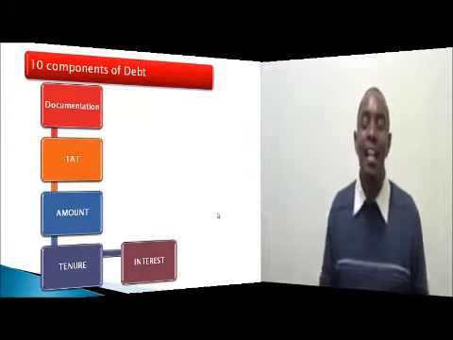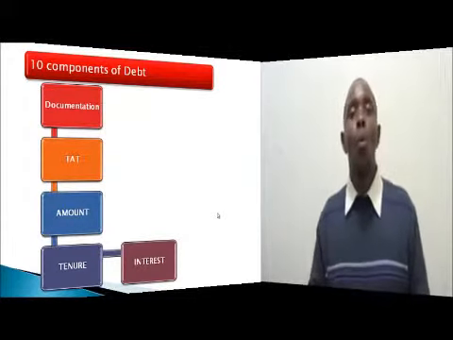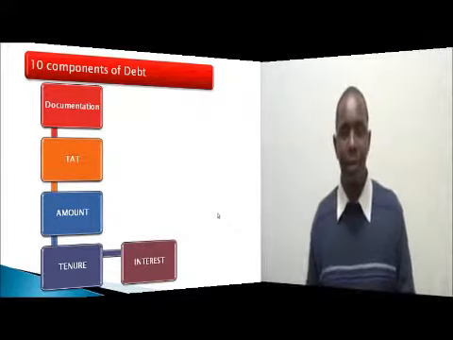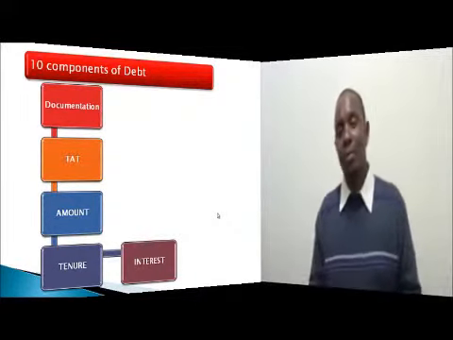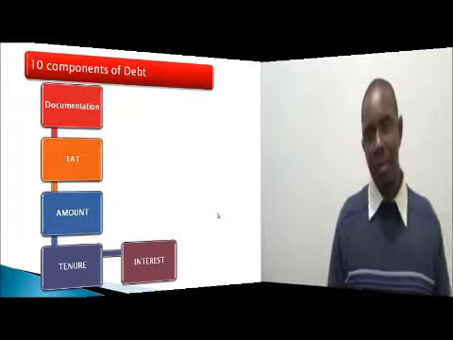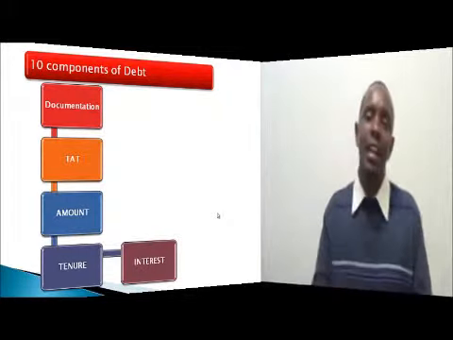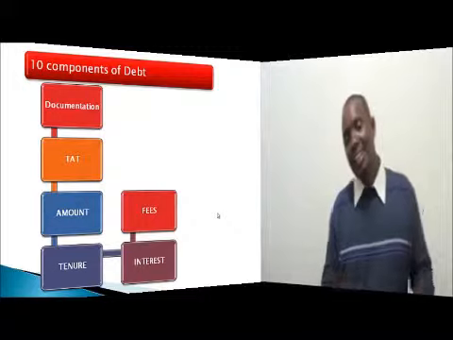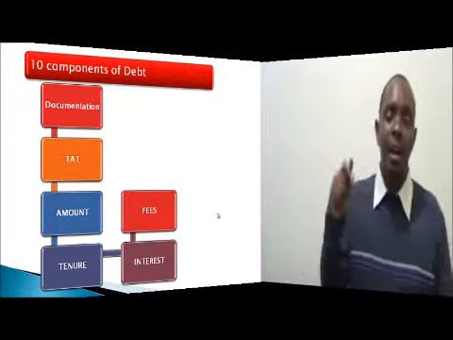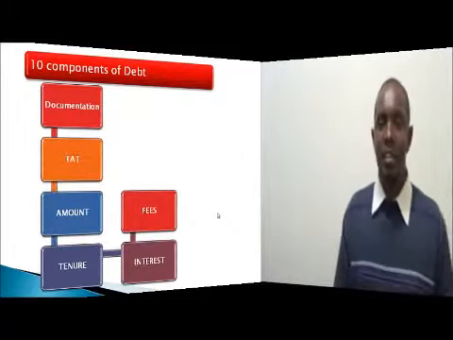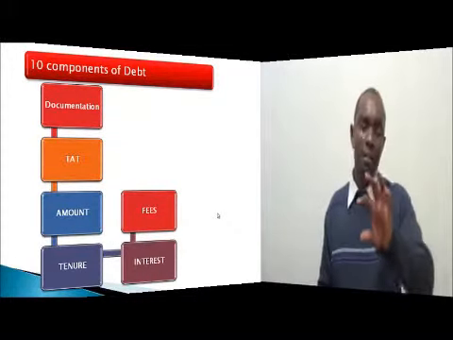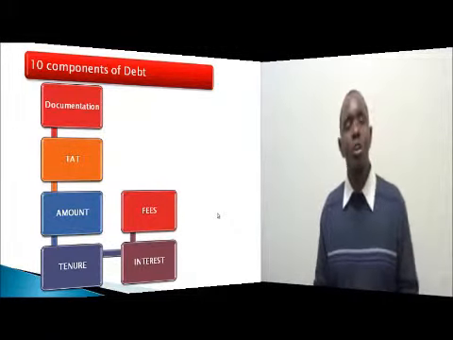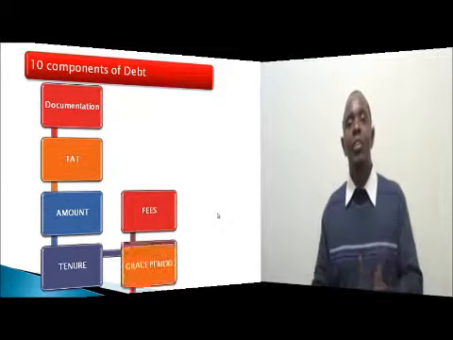Then the other element is interest. You need to know how much is the interest for that loan. Okay, and you need to find out more about the interest and the type of interest. Is it a flat rate, or is it the interest rate on a reducing balance? Then you need to know the fees, that is the other fees that are charged, such as the insurance fees, the legal fees, the valuation fees. Okay, so if it's an asset that has to be valued, how much do you pay for the valuation? You need to be clear on all the fees that go with that loan.